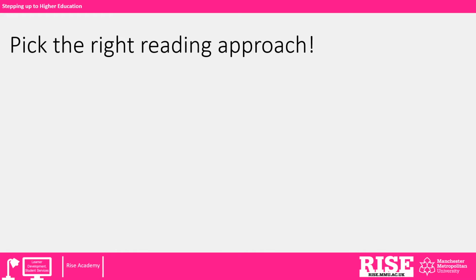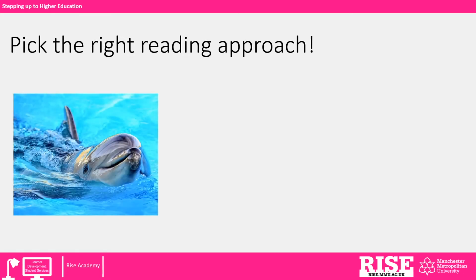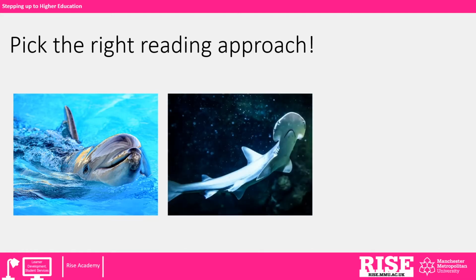There are lots of different reading approaches that can be useful to use at university to help you target your reading most effectively. This video will introduce you to 3 reading approaches. The first reading approach is known as skim reading, and this is when you quickly move across the surface of a text, like the dolphin here bobbing across the top of the water. The second strategy is scanning. This is when you use techniques to help you find what you need within a text quickly and efficiently. So that's like a shark ripping through water.